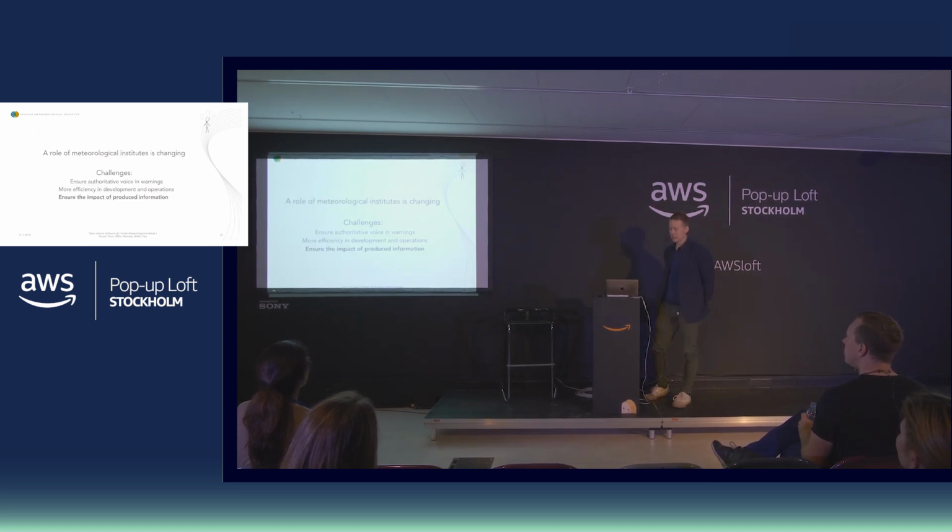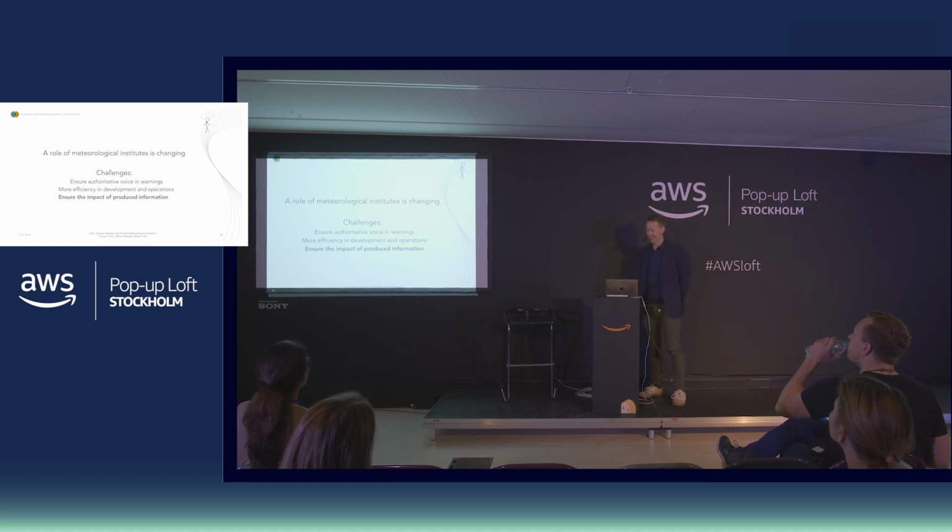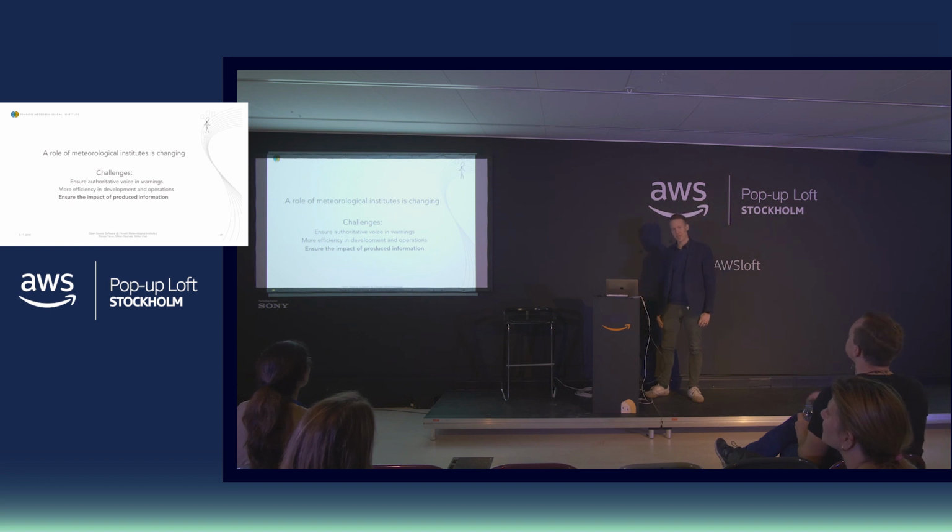So, why are we doing this? The world is changing, it's always changing. And because of that, our role as meteorological institutes is also changing. And that change caused us many challenges. To mention a few, we need to ensure an authoritative voice in warnings, because there are many providers giving warnings. But we need to ensure that we are giving responsible warnings and people are actually trusting them.